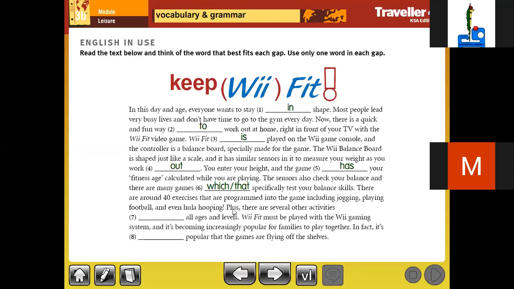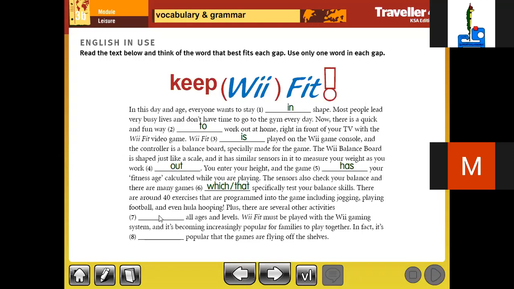There are around 40 exercises that are programmed into the game, including jogging, playing football, and even hula hooping. Do you know hula hooping? What is a hula hoop? It's a toy hoop that is twirled around the waist, limbs, or neck. It is a ring that you spin around your waist. Okay? And even hula hooping, plus there are several other activities.